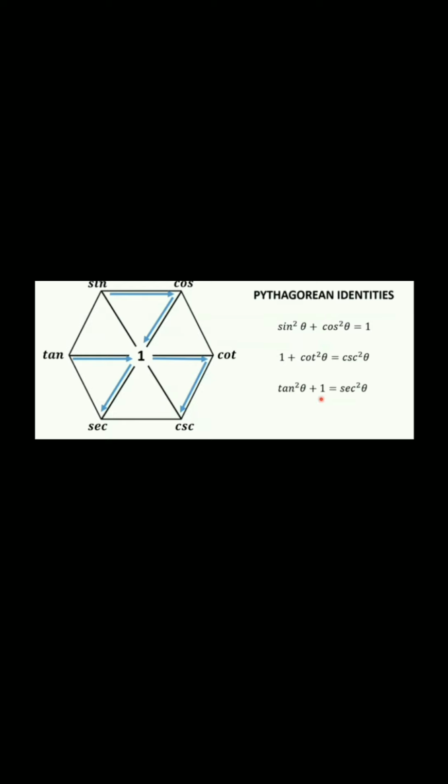So again, we can also derive these identities depende sa pangangailangan natin. For example, you are going to find the cosine squared theta. Just simply move the sine squared theta to the other side. That will be cosine squared theta equals 1 minus sine squared theta.